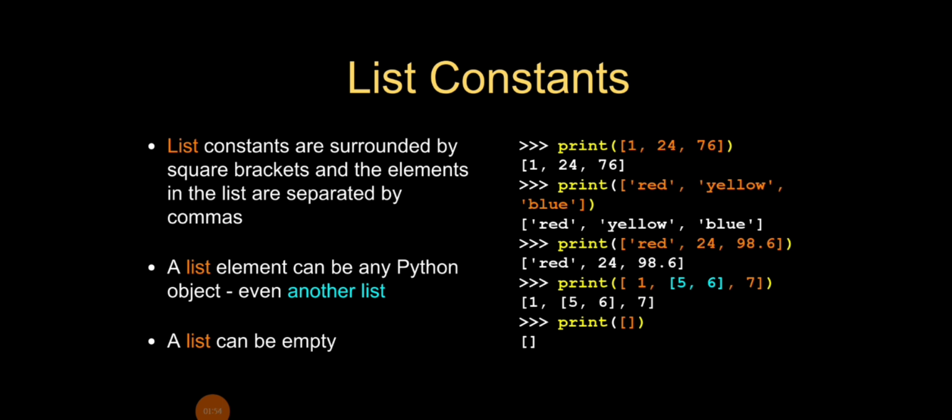Next, the list elements can be any Python object, even another list. So again here, print of red comma 24 comma 98.6. Here all three values are different. One is a string, another one is an integer and another one is a float. We can give any type of data here. And next, a Python object, even another list: print 1 comma, in that we are creating a list 5 comma 6 and then 7.